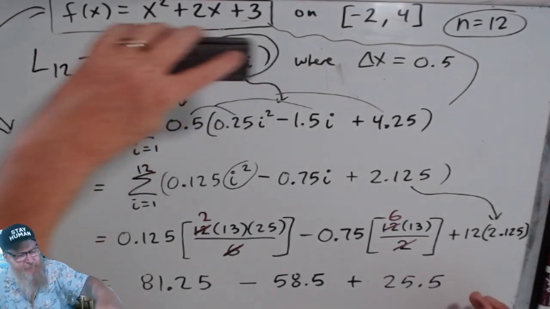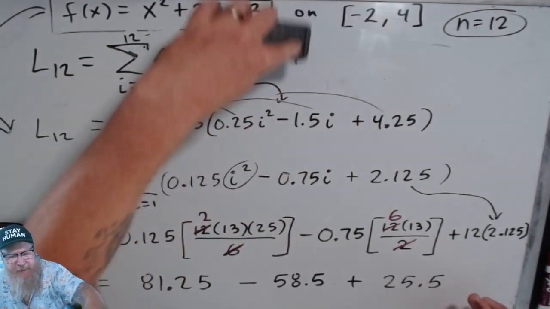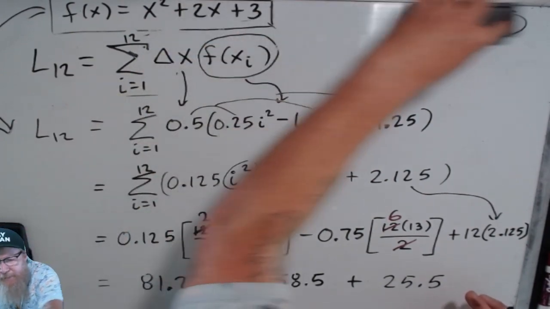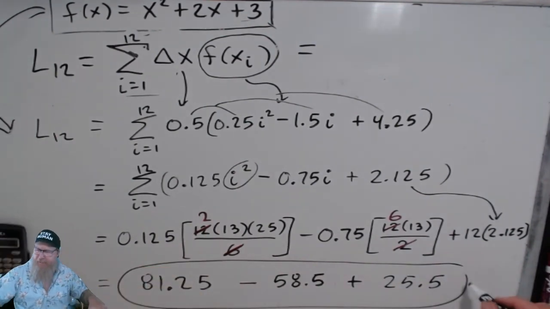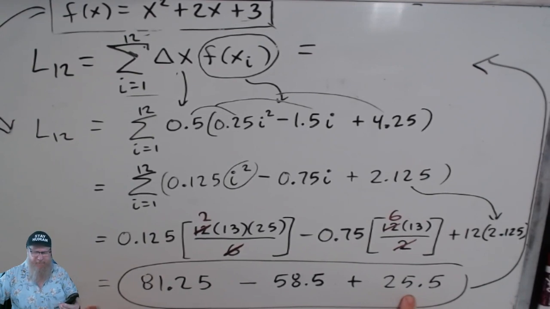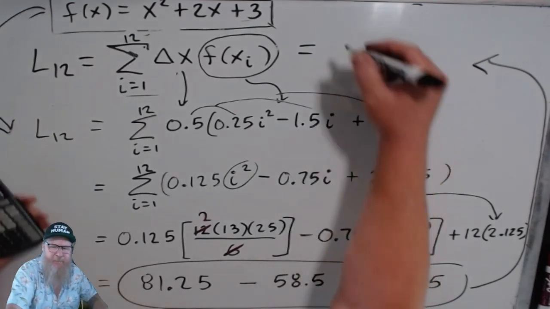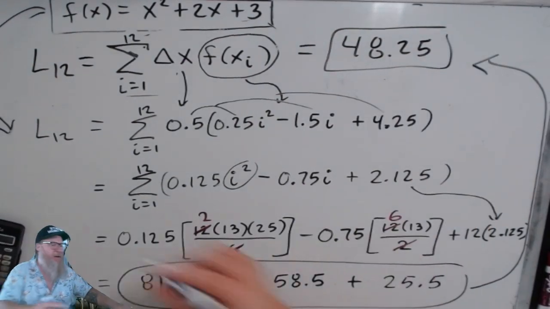All right. And then the final answer. Just add these numbers up on your calculator. So 25.5 minus 58.5 plus 81.25. 48.25. Quite different.